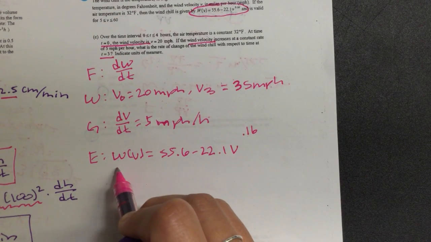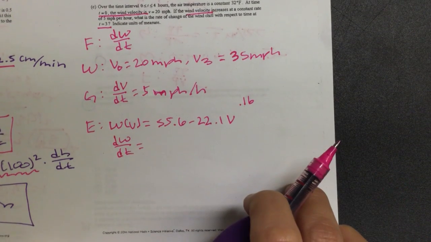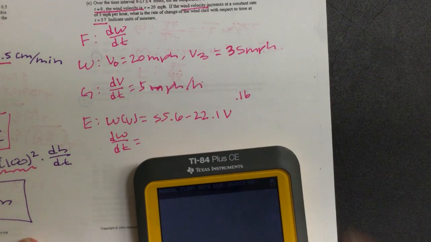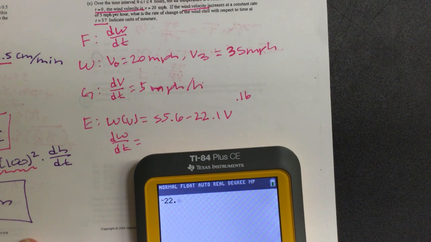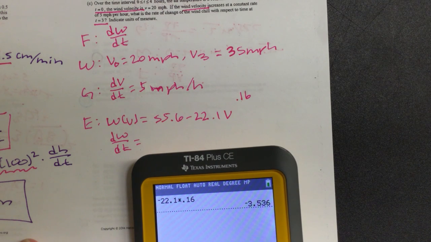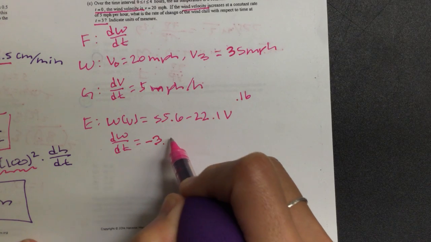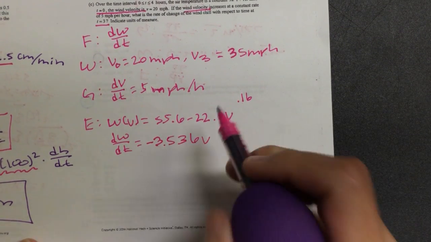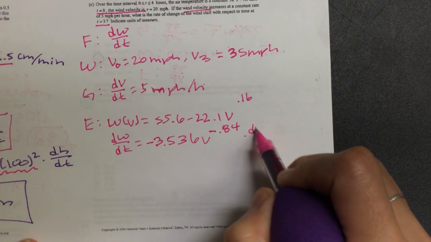When I derive W of V, it is dW over dV. Do we care about deriving the constant 55.6? No. But to derive the next one, this one's calculator allowed. So I have negative 22.1 times 0.16. Does that sound right? Yes, that is right. So we have negative 3.536 V to the, one less than that, negative 0.84. And that was deriving dW over dV.